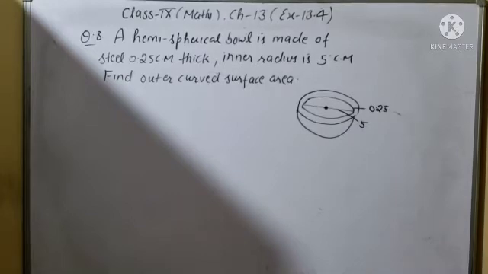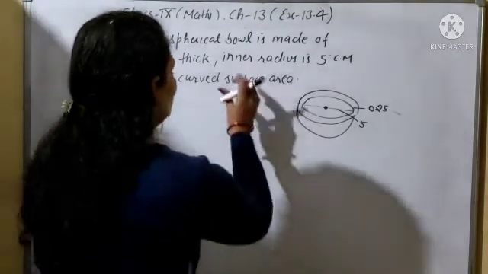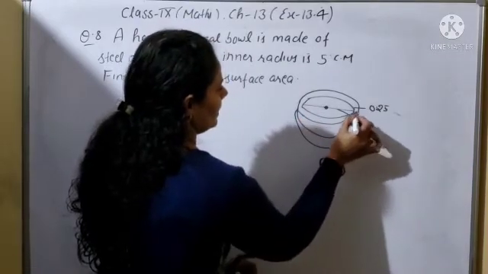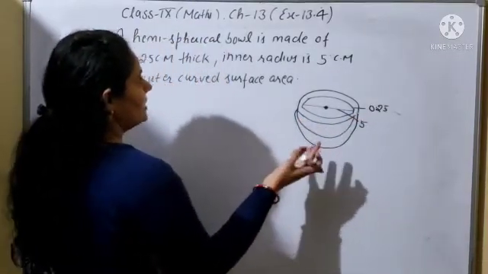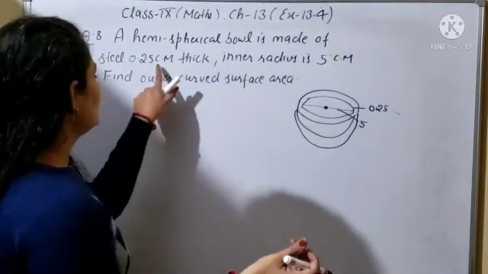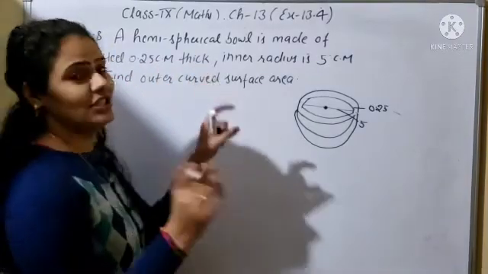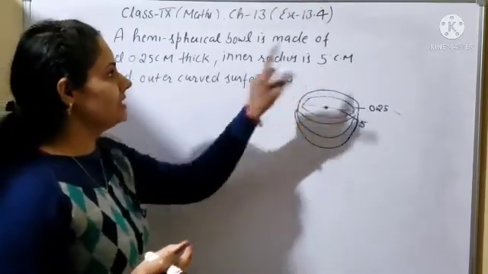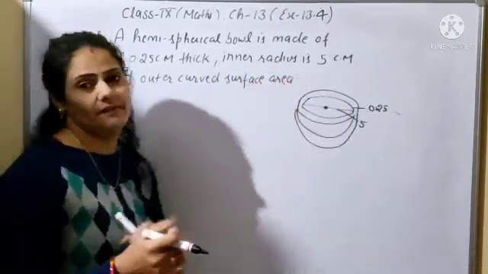Question number 8. A hemispherical bowl is made of a steel 0.25 centimeter thick. Now the inner radius is 5 centimeters. So find the outer curved surface area. Okay, so what is given? A hemispherical bowl is given. So for example, you can assume this one is your hemispherical bowl. And this hemispherical bowl is made of steel 0.25 centimeter thick. और इसकी जो मोटाई है वो कितनी है? 0.25 centimeter है. And the inner radius is 5 centimeter. Find the outer curved surface area.